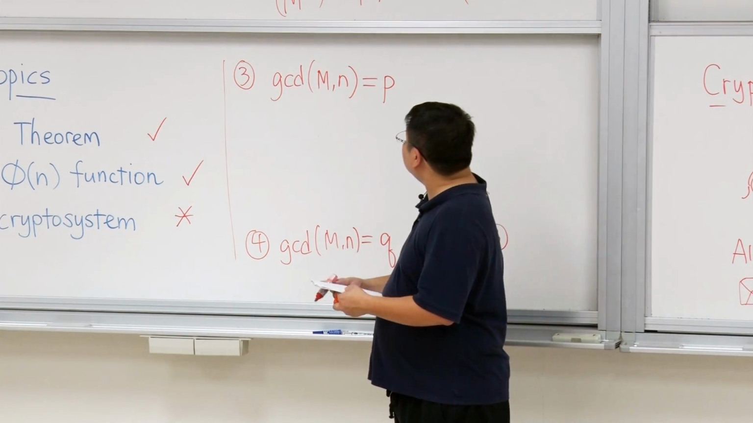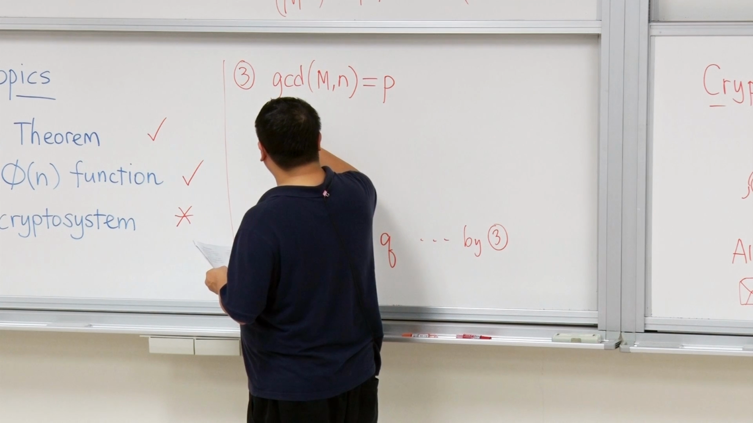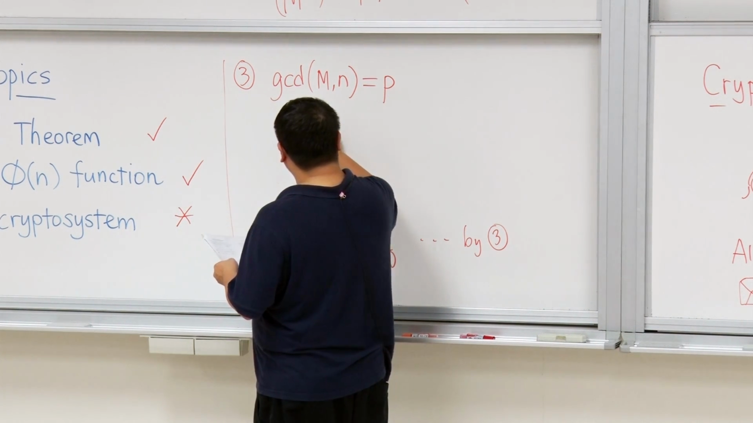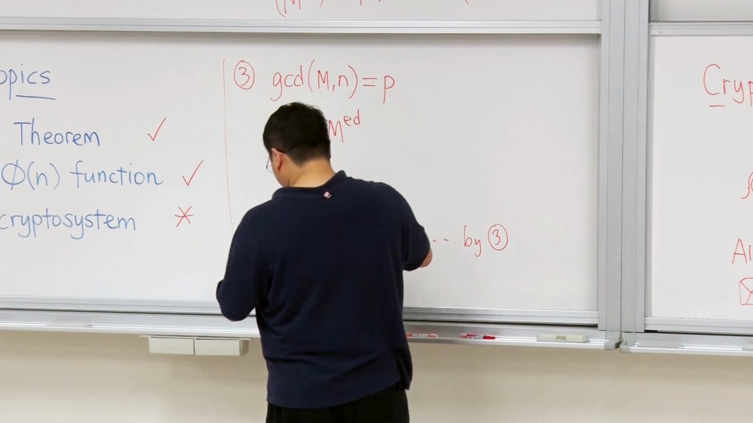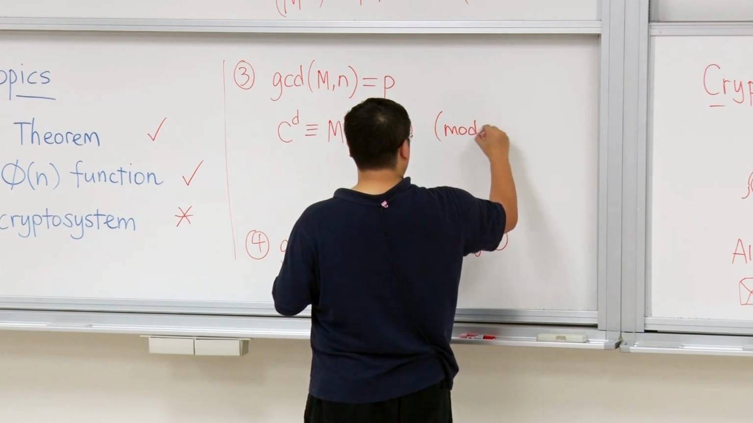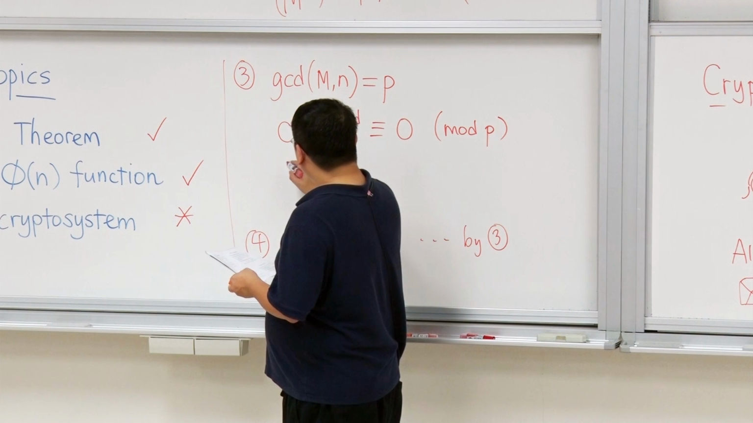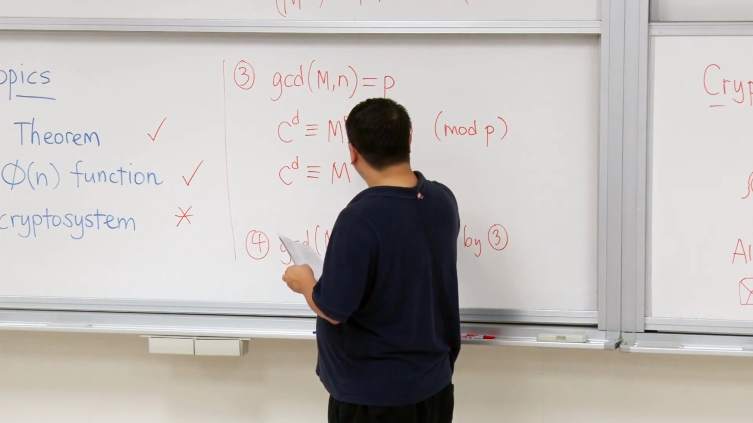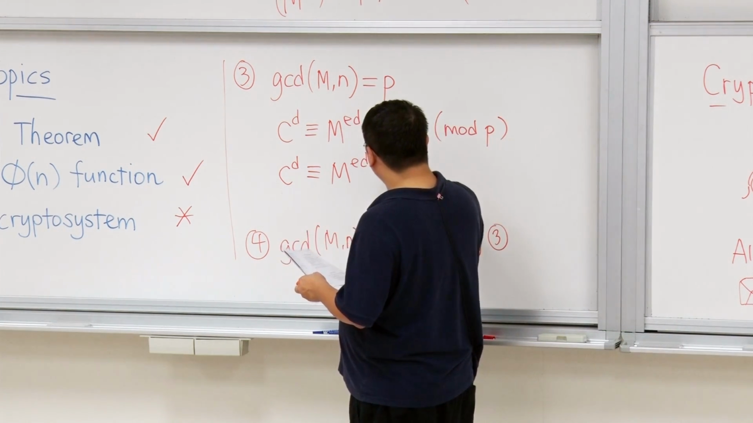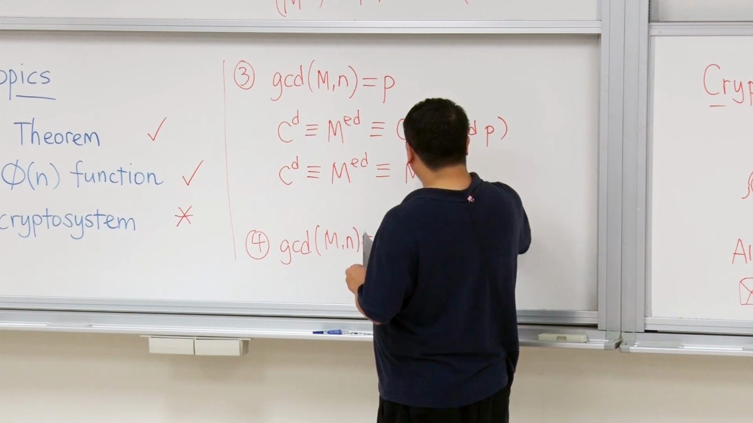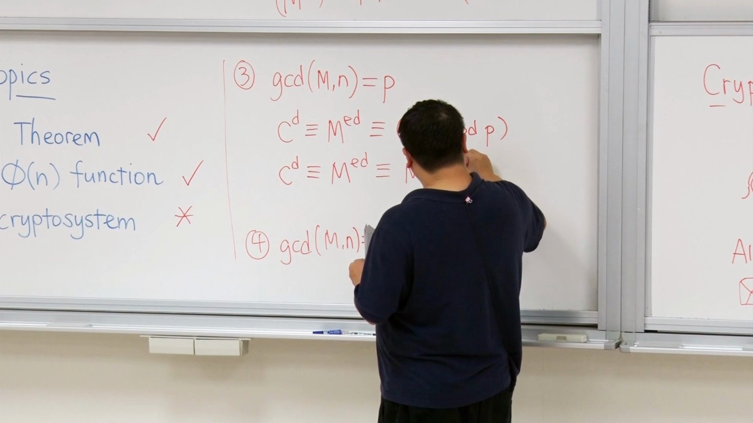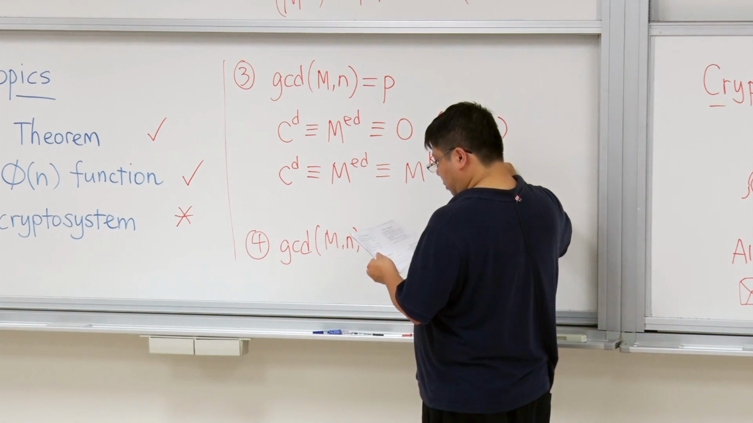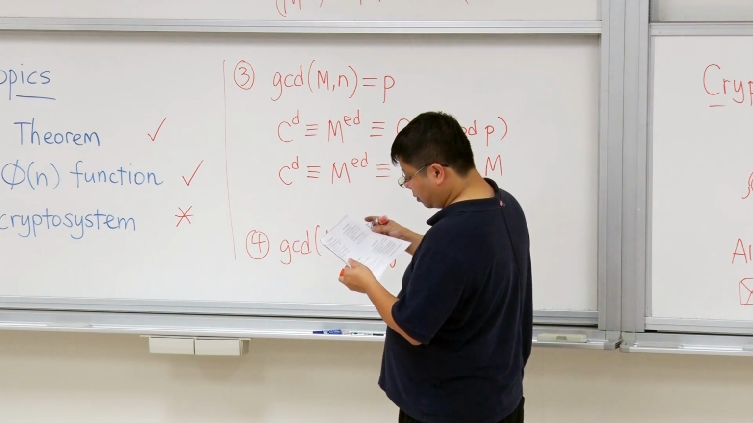Okay, so that means M is divisible by P. So we get, C to the power D is equal to M to the power ED, and it is equal to 0 mod P. And C to the power D is equal to M to the power ED, which is equal to M to the power K phi N plus 1, right?